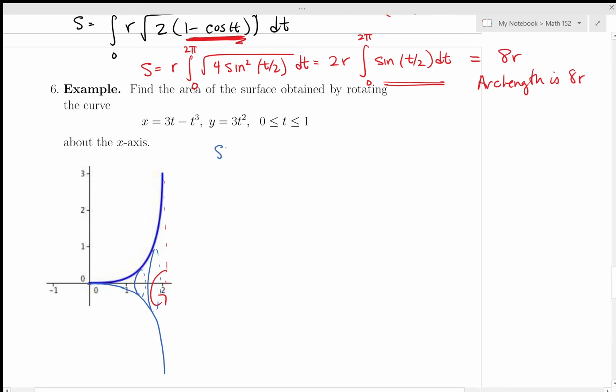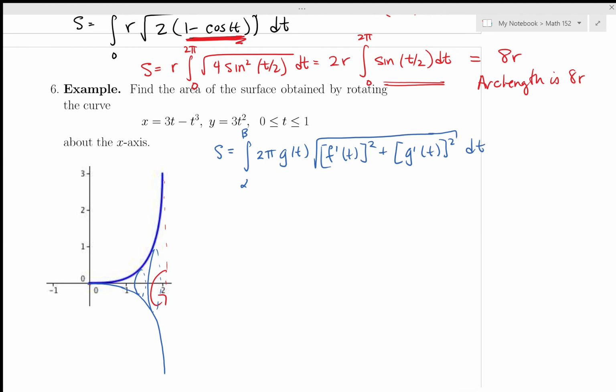This is the surface area now. S is the surface area. That is going to be the integral from alpha to beta, where the parameter varies between alpha and beta, of 2 pi g of t times the square root of f prime of t squared plus g prime of t squared dt. Okay. So that is the formula for the surface area.